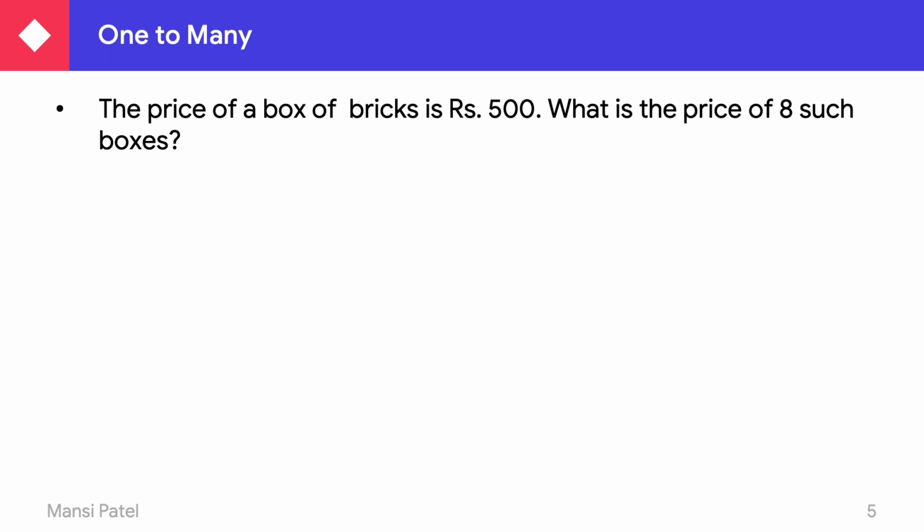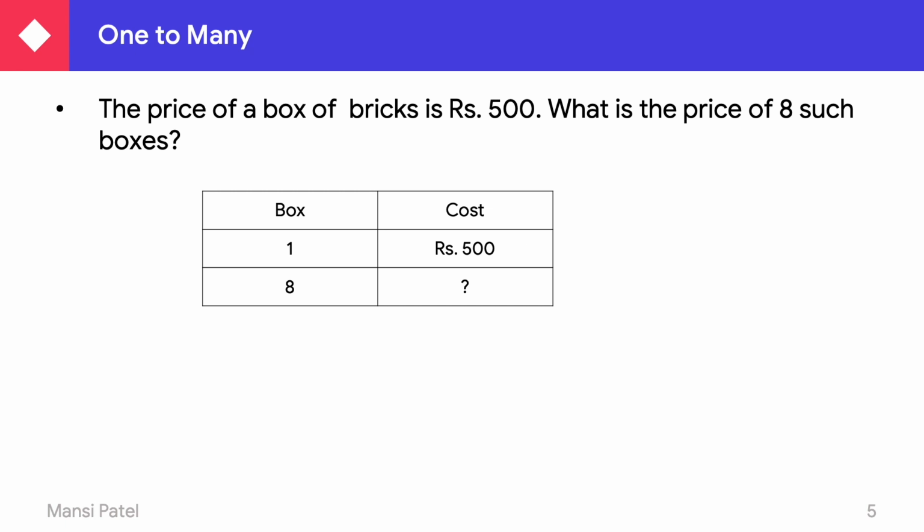The things they were given to us, that we have to write down first. So what were they given to us? Boxes two times. That's why we have to write down boxes on the left hand side, and the cost of that box we have to write down on the right hand side. So the cost of one box is rupees 500. So what is the cost of 8 such boxes? Question mark.